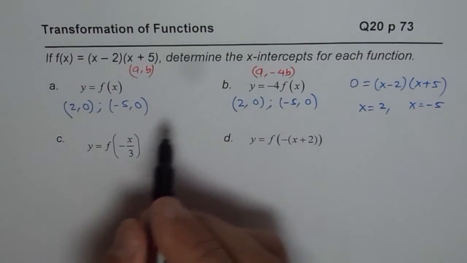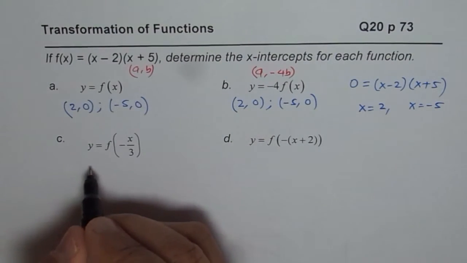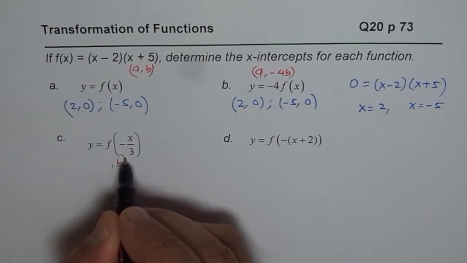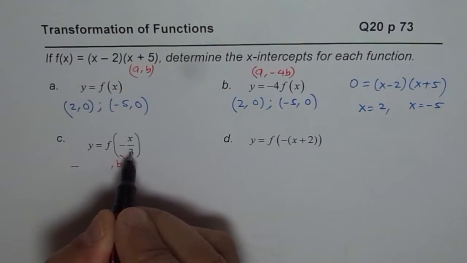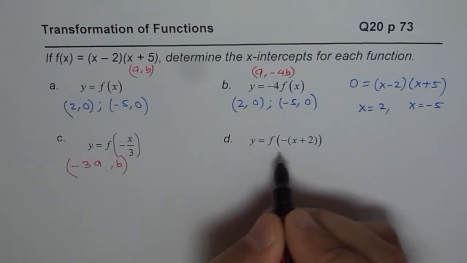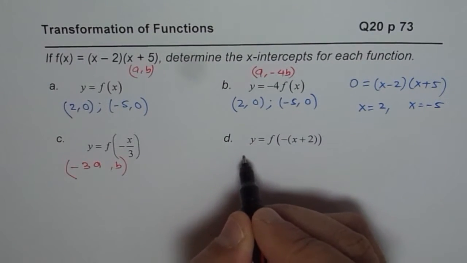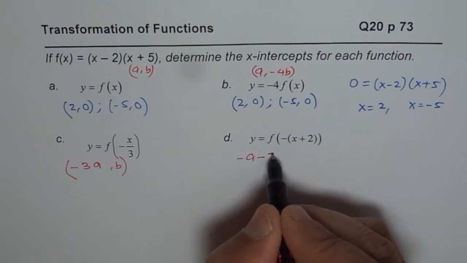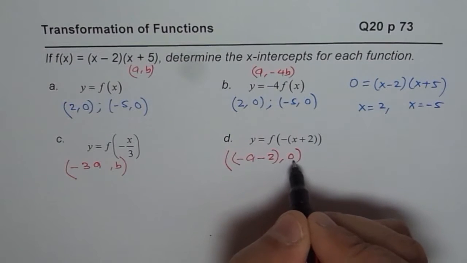And how will my point change? In this particular case, for the point a, b, the x value will change, y will remain the same, right? So y will remain b, but the x value will be negative of 3 times a, so negative 3a, right? And in this particular case, that negative means the x value will become negative, so that means negative a, and plus 2 means it has to move 2 units left, means negative 2. So that becomes the x coordinate, y coordinate remains 0, and therefore it is again an x-intercept, right?